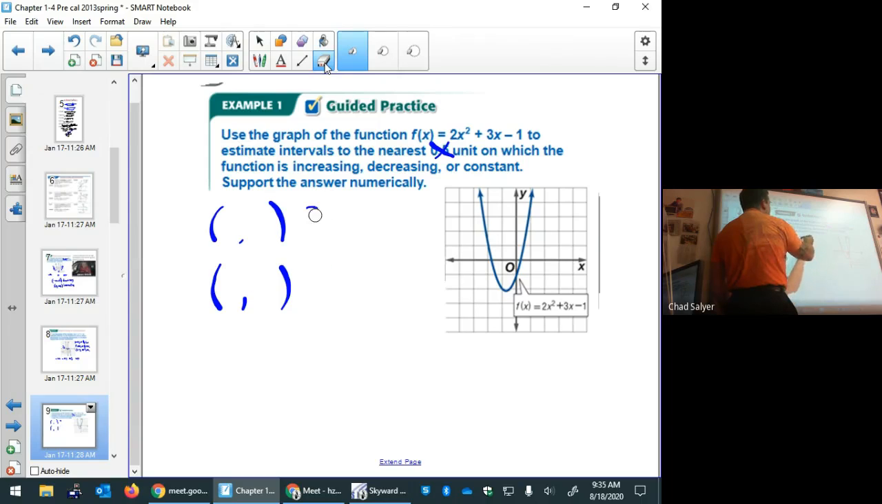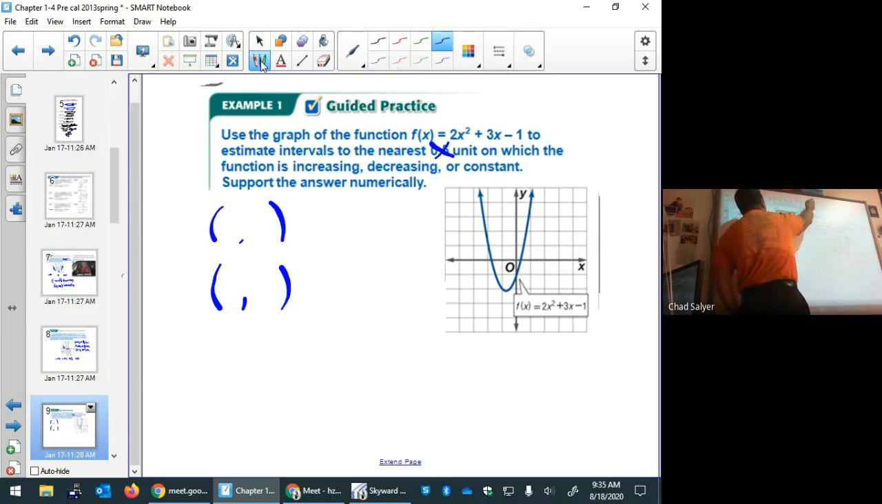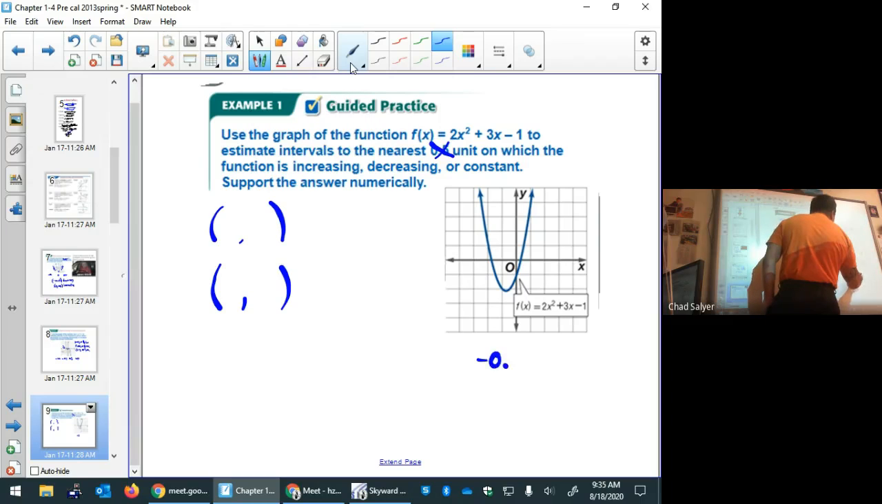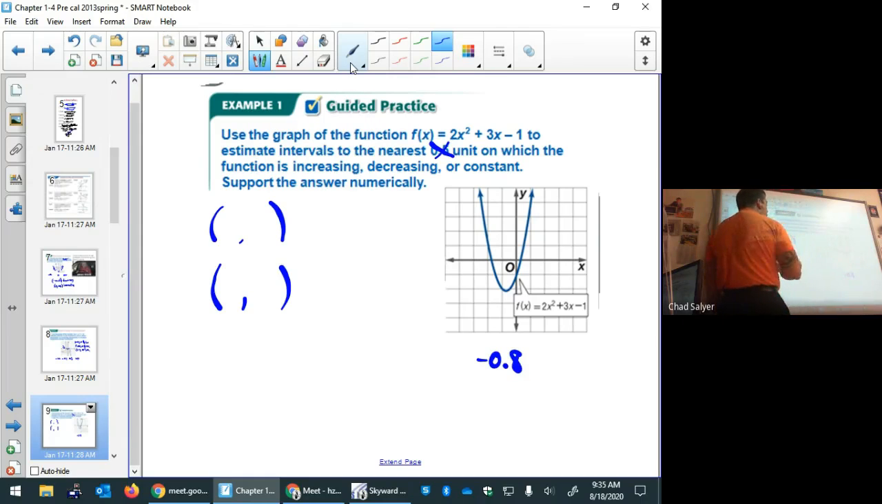Again, the whole half unit nonsense is confusing here. But that looks to me like about negative 0.8. So I'll estimate it to be that. So negative infinity to negative 0.8, it's going downward or decreasing. And then negative 0.8 to positive infinity, it's going upward or increasing. And if this number is slightly different on your paper, that's okay.